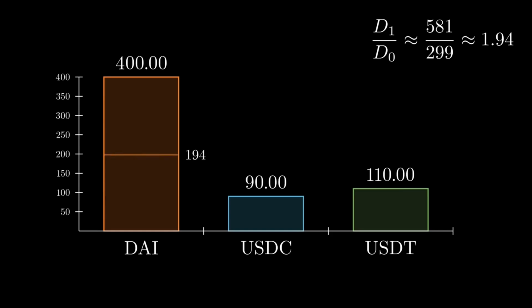For USDC, the token balance has not changed. We take the previous token balance, 90, and then multiply by the ratio 1.94. And this turns out to be approximately 174.